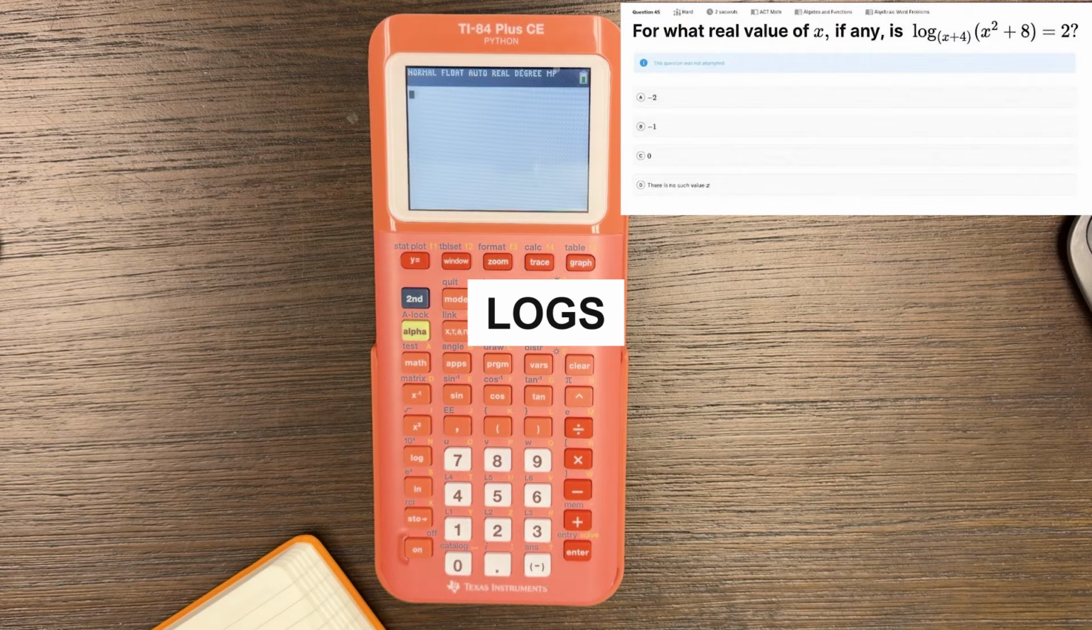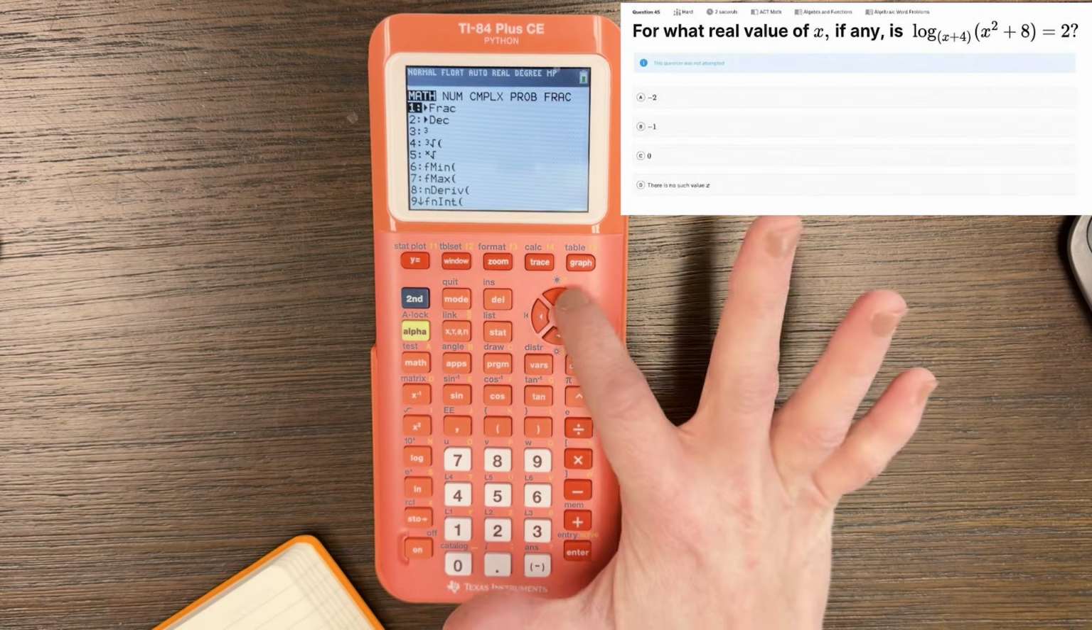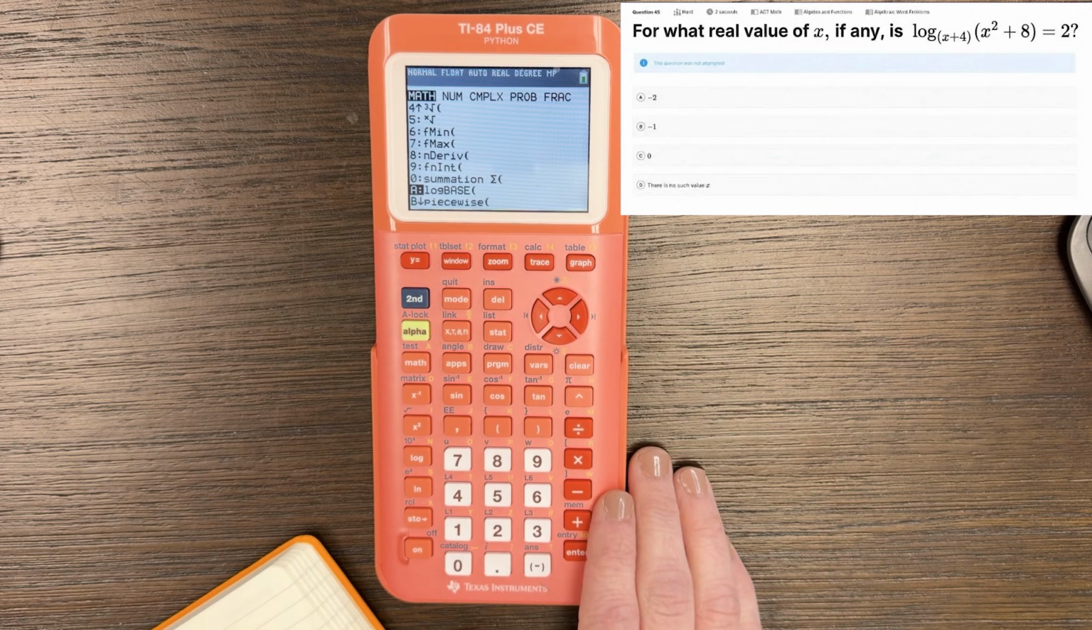Okay, so for this question, this one's a little bit of a harder question here, but you absolutely need to know how to change log bases to be able to answer a question like this or some of the easier log questions. So this is a little bit of how you would go about this question. What you would do is you would click math, and then you need to make sure you scroll down and look for log base.